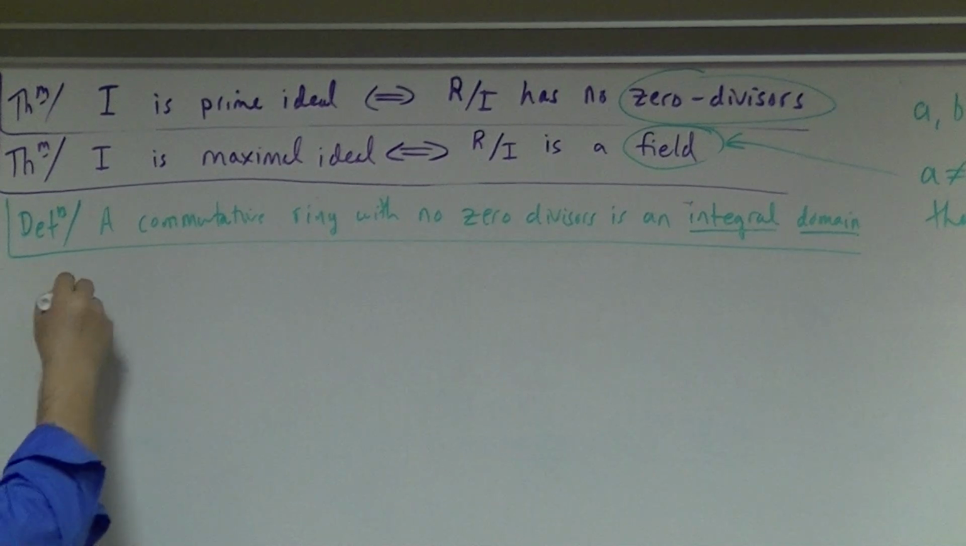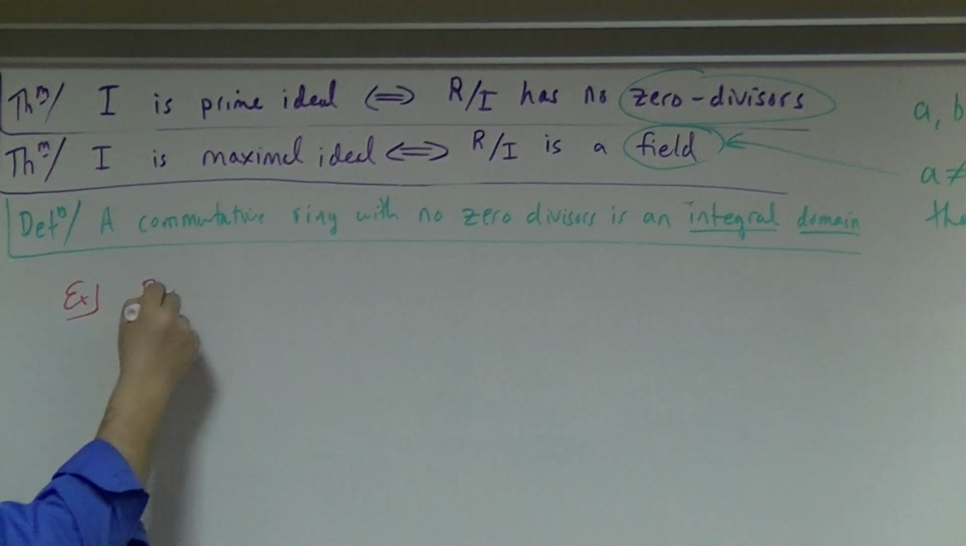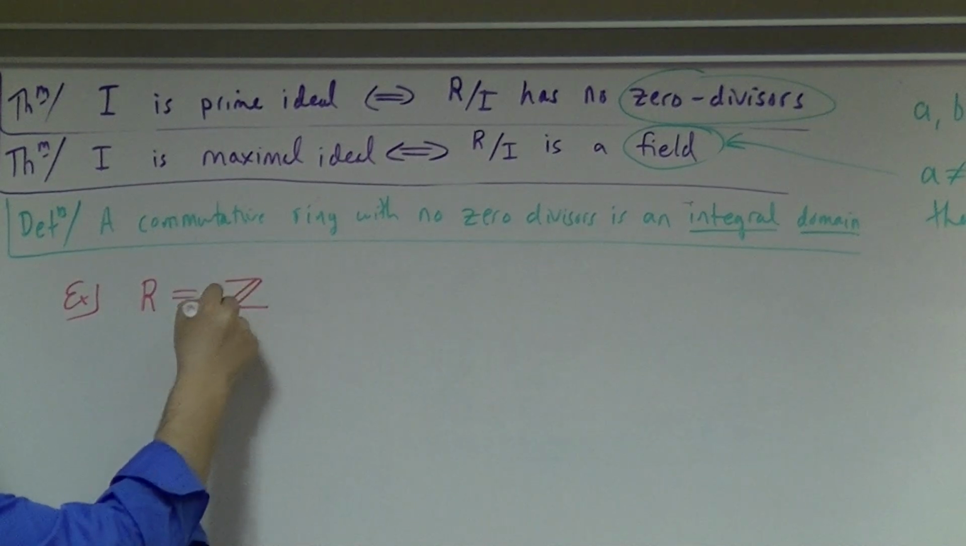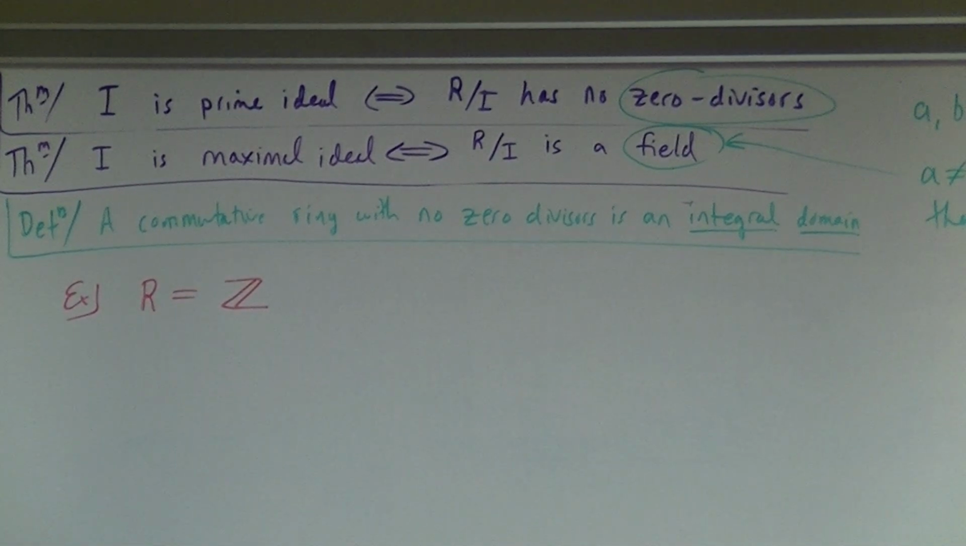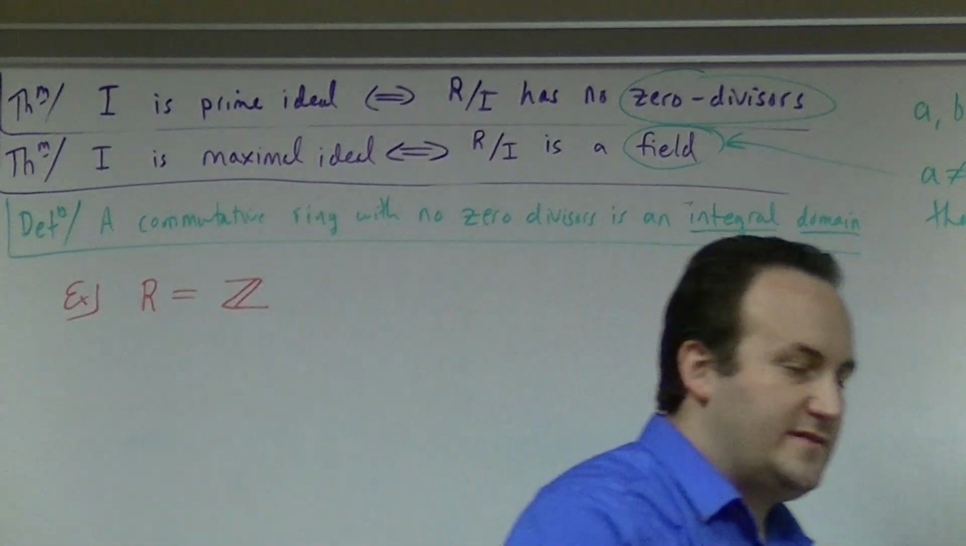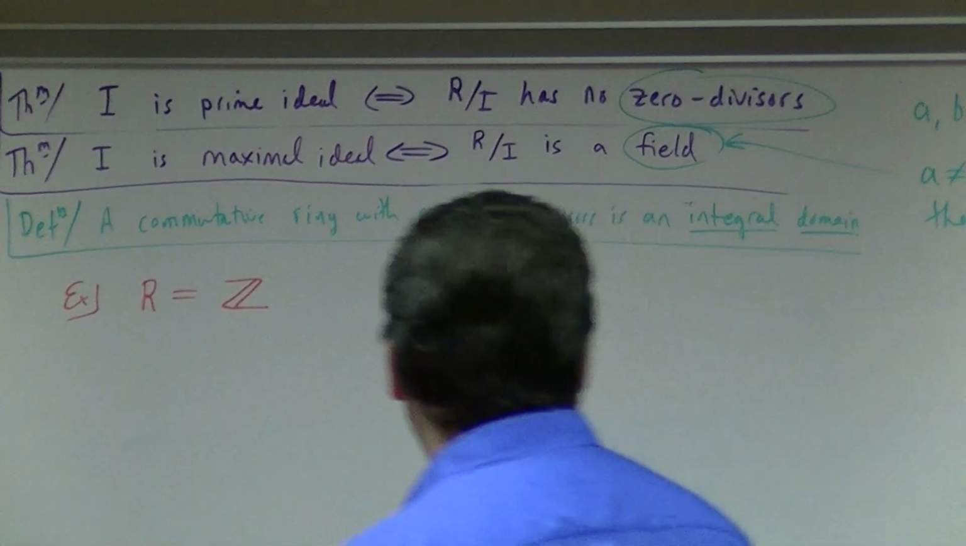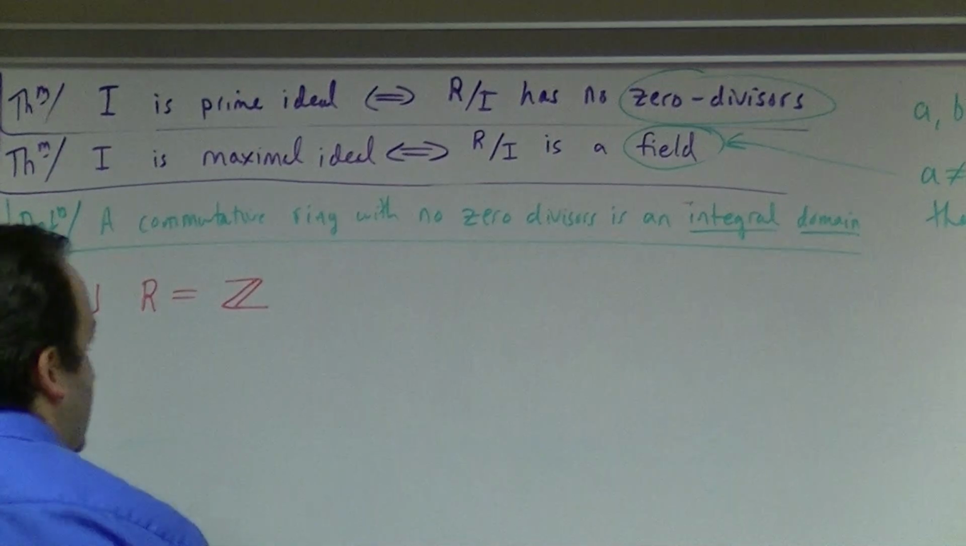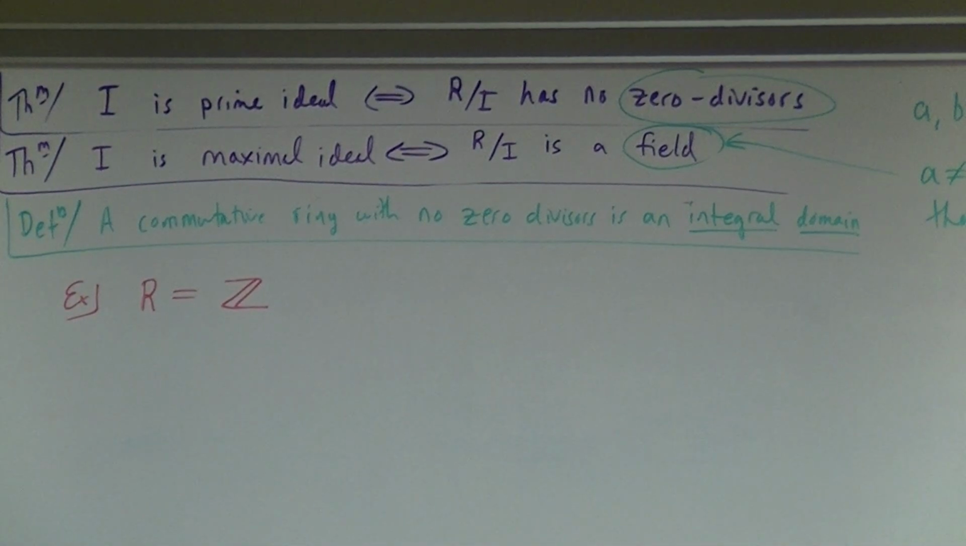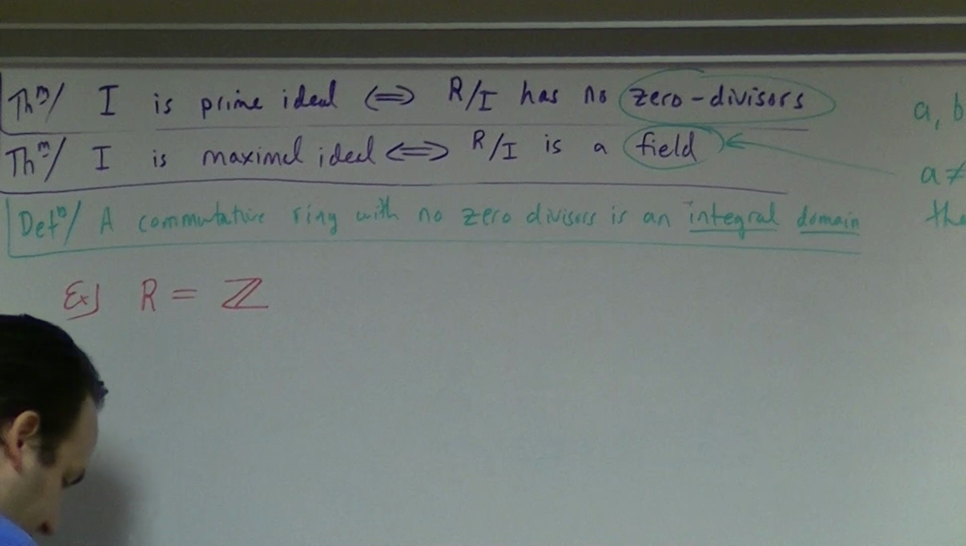Let's see here. How about an example? How about R equals the integers? You add two integers, you get an integer again, right? Multiply two integers, you get an integer again, right? There are no zero divisors. No way you can get the product of two integers being zero and have neither of those integers being zero, right? So the integers are your quintessential integral domain. And that's why it's called an integral domain, in reference to the integers.